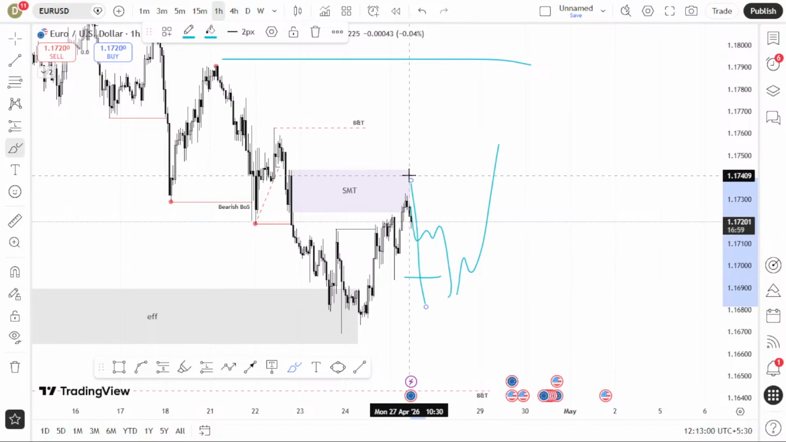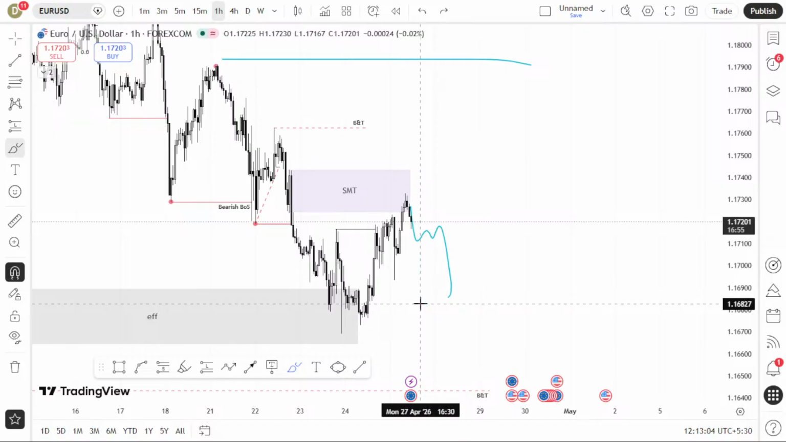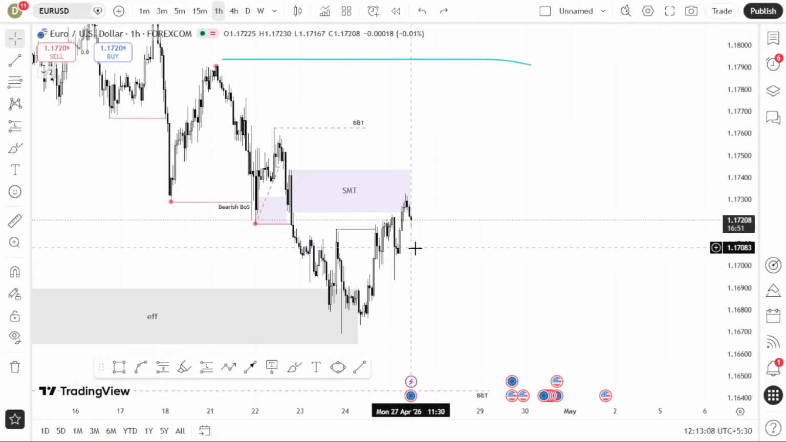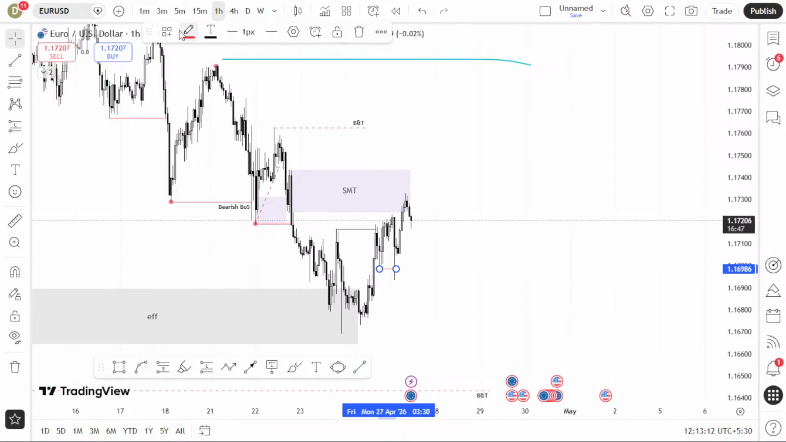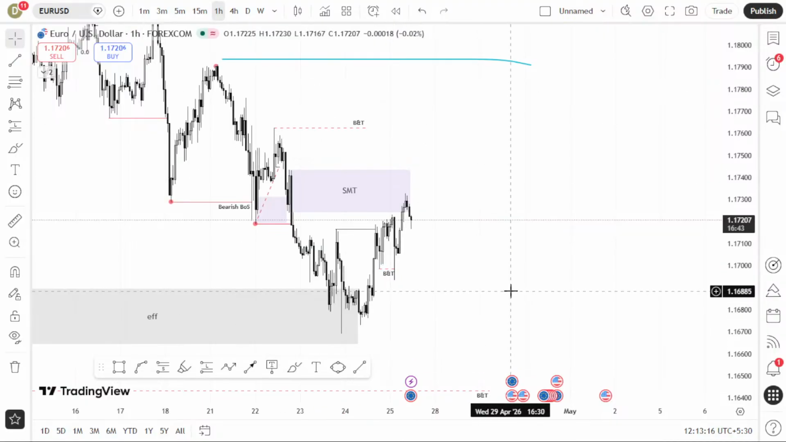Now, everything has to happen in our session indicator, in the London session, so that we could take a trade. Seeing price right now, it is actually giving bullish signs for the session.